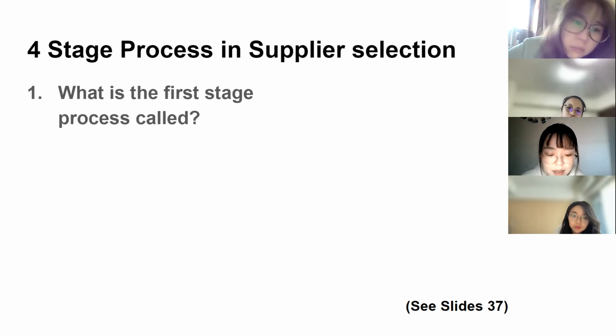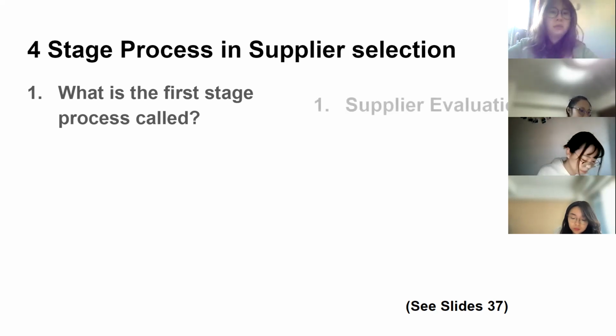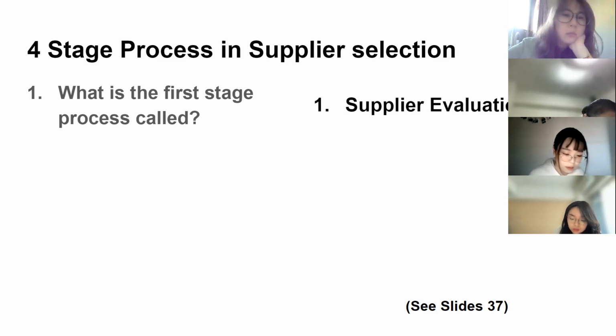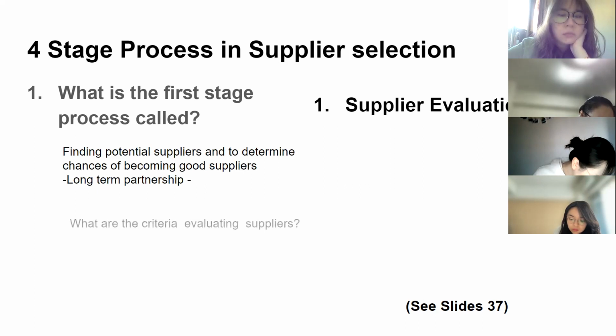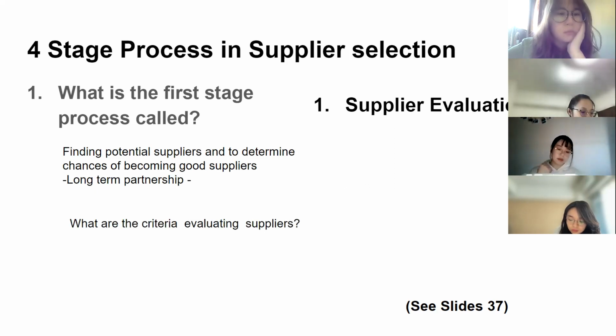If I want to evaluate, I have 4 candidates. So I need to have a certain kind of... you want to find the potential suppliers. You're right, and it's a long-term partnership. So what are the criteria to evaluate suppliers? So when we evaluate, we need to have criteria. Okay, can you name me a few criteria?